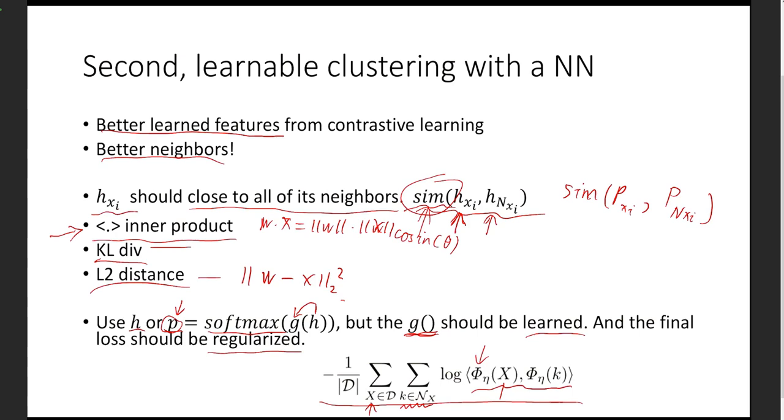Maybe I make some mistake, because this is a neural network with the softmax. So this will return a probability vector, and this is another probability vector; we take the inner product and take the log. Then we hope these two probabilities, these two features, should be close enough to each other. So when we optimize this value, this is the first term.